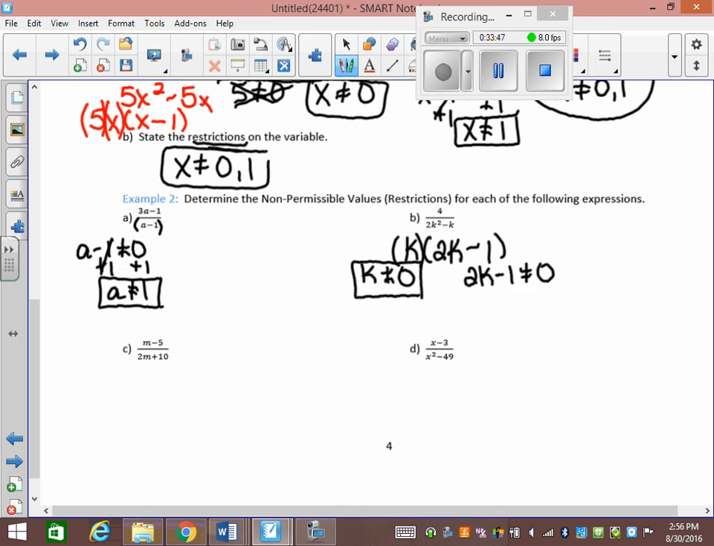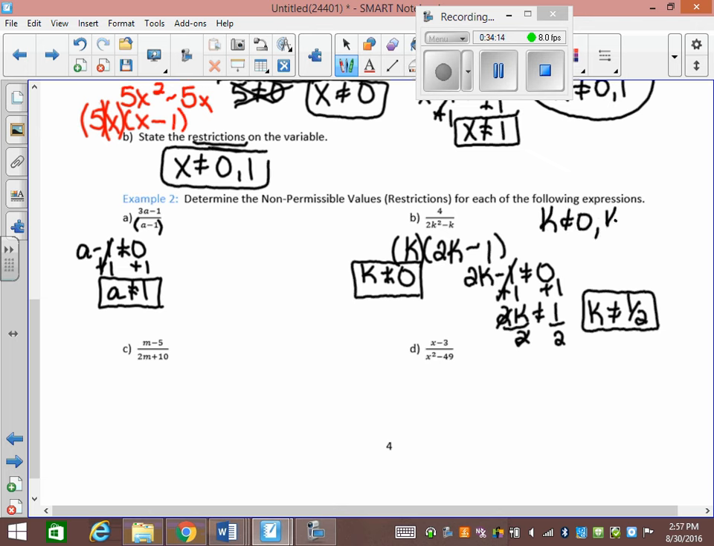So I have to do addition and subtraction first, right? So I'm going to add the 1 over. Now I get 2k can't equal 1. How do I get rid of the 2 that's multiplied by the k? Right. So k can't equal a half. So what are my non-permissible values? K can't equal 0 or a half.